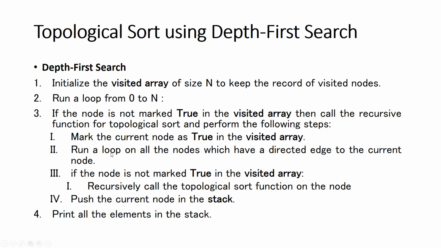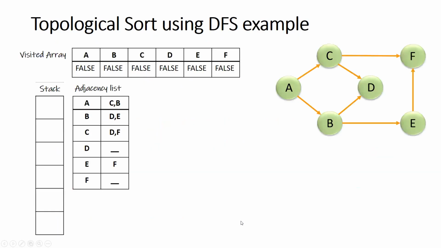The second difference from the previous one is that it starts from node 0 to node n in a for loop, and stores the results on a stack. So we'll go through all of these steps in the next example.